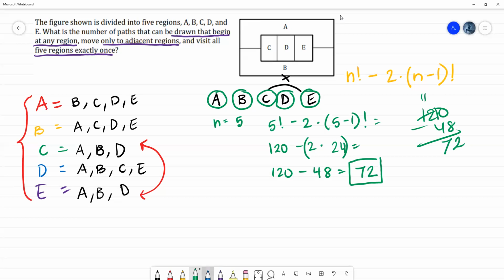Instead of drawing every single path out by starting here, or then going here, etc., you can just use this formula. It's very handy to know.